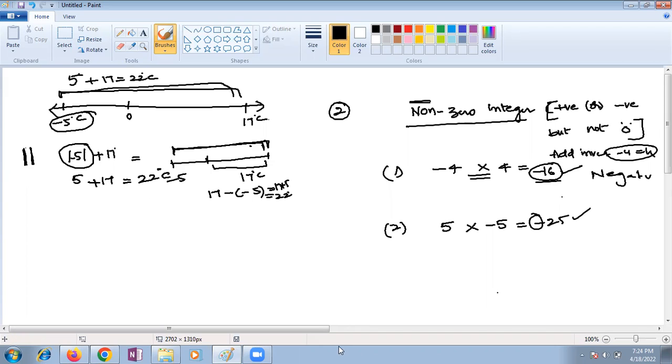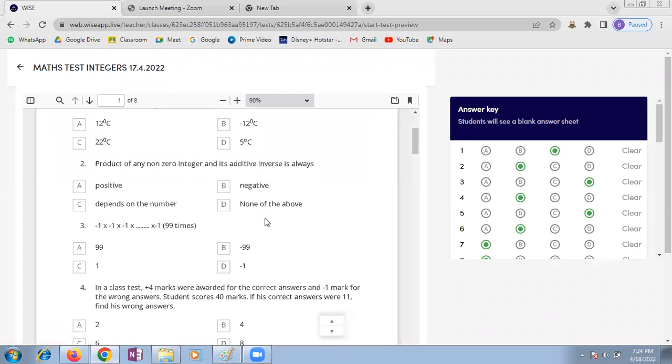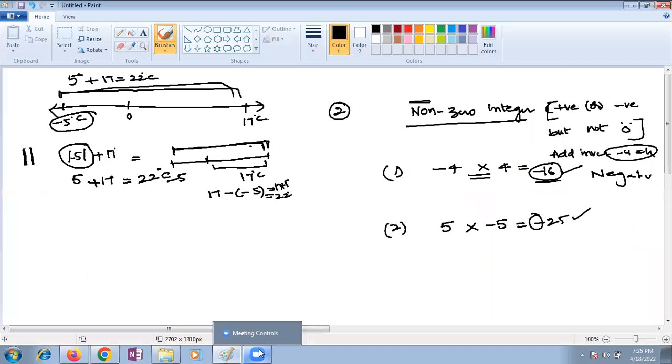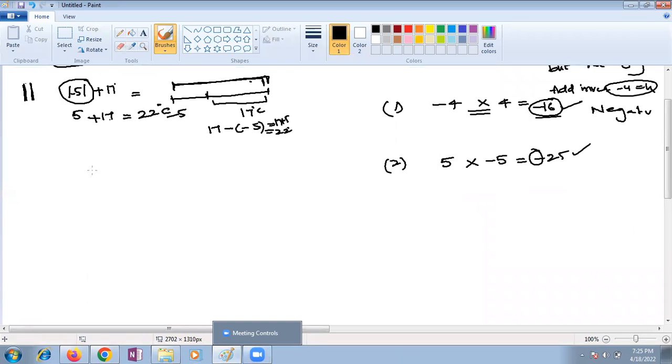Ma'am, the third one and fourth one have been repeated in the tests, ma'am. One minute, let me see that. -1 to the power 99, that one is repeated, ma'am. We discussed it many times, because 1 multiplied 100 times you will get 1 only, because 1 is the multiplicative identity. Ma'am, -1 to the power 99 is always -1, because any negative integer multiplied an odd number of times is negative.